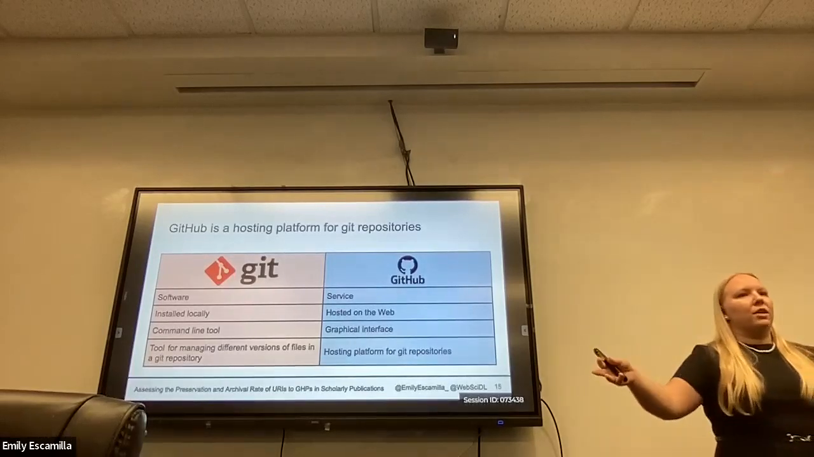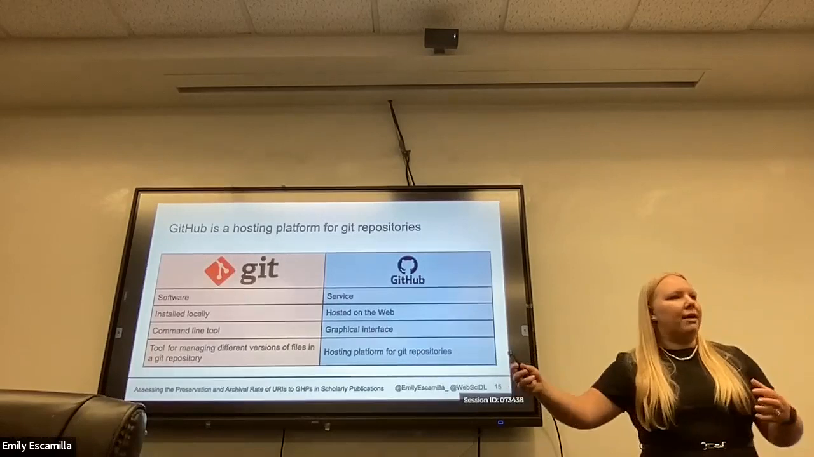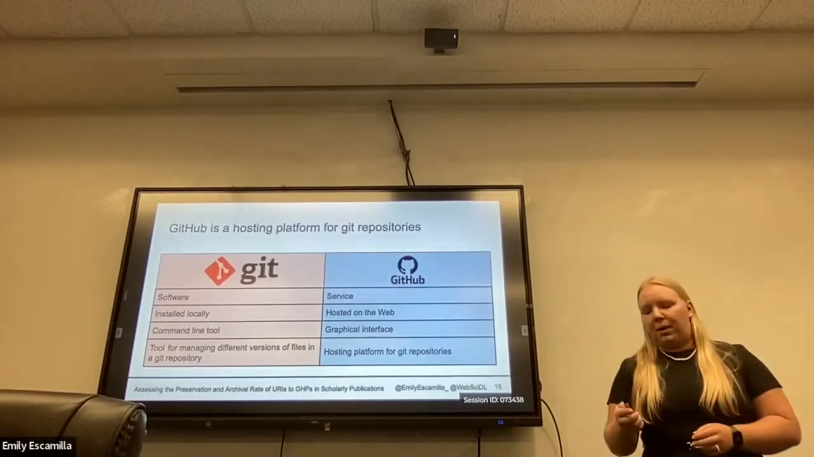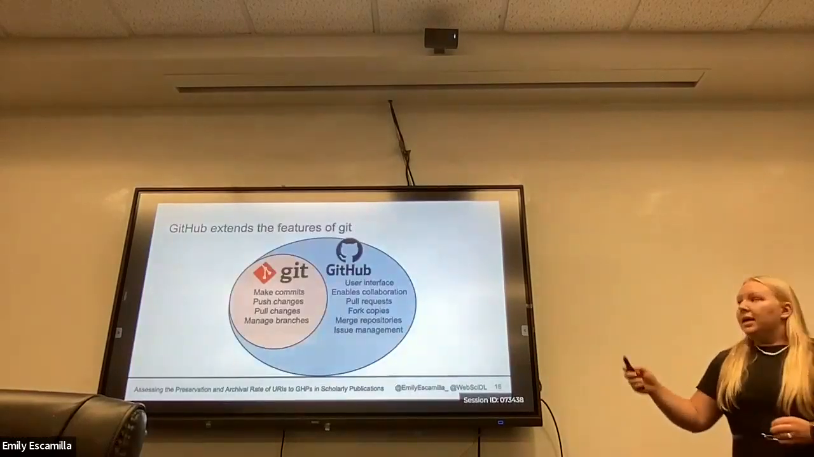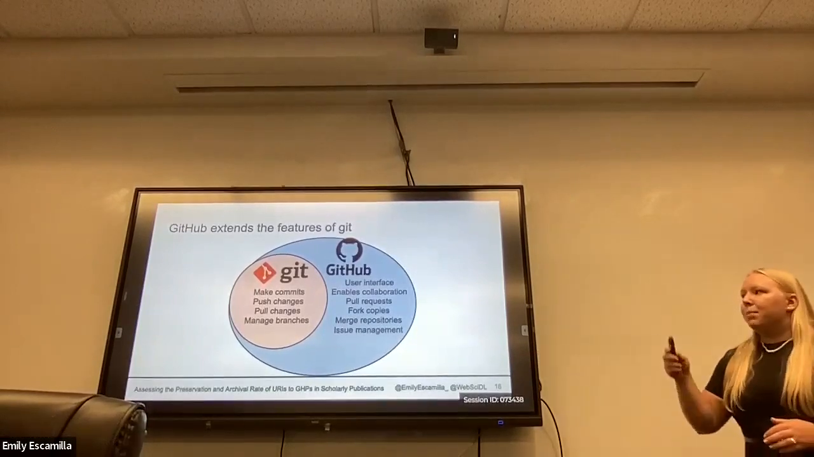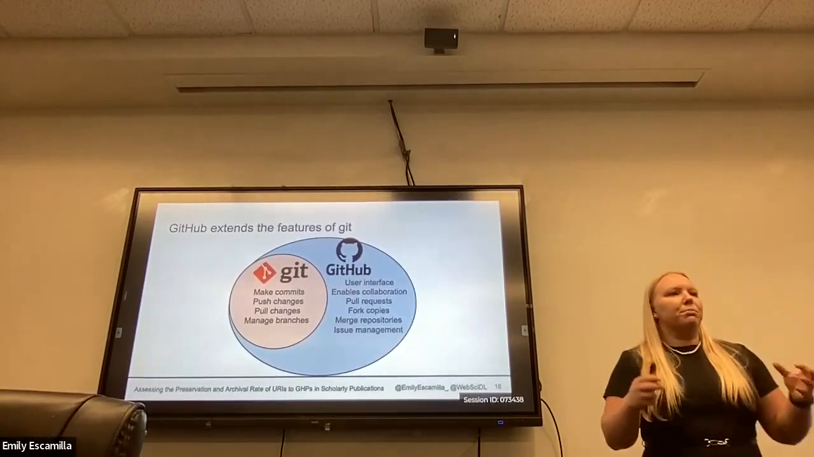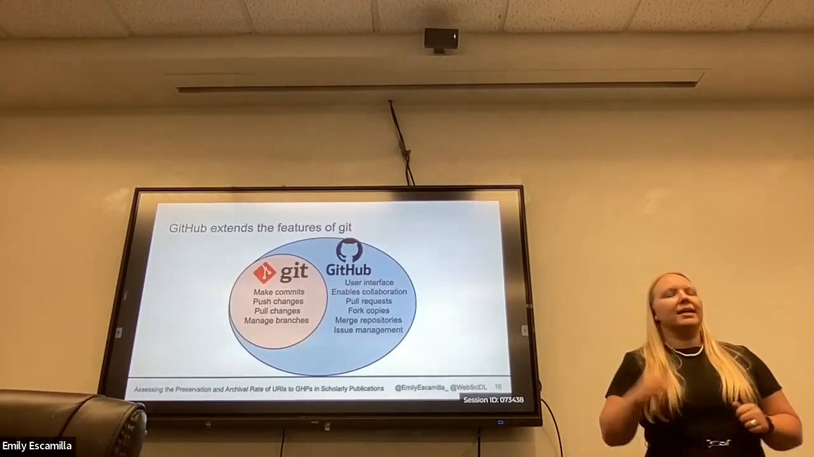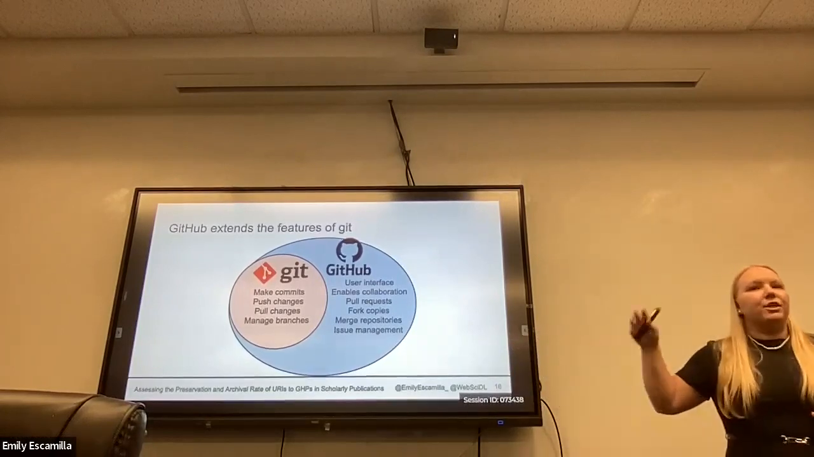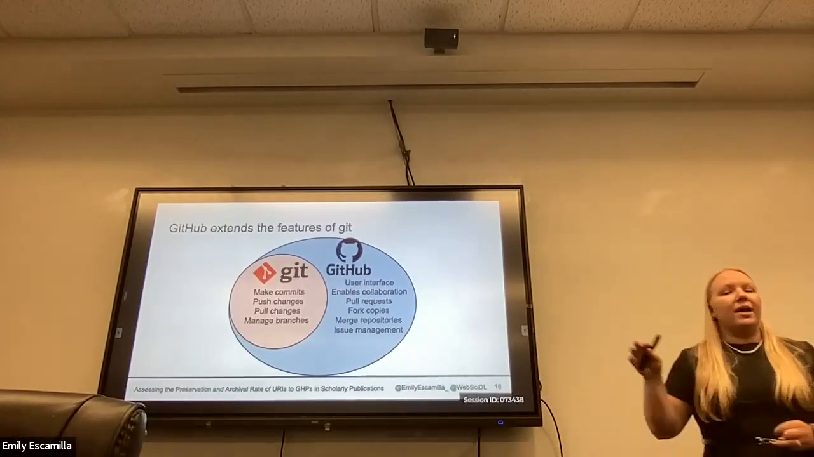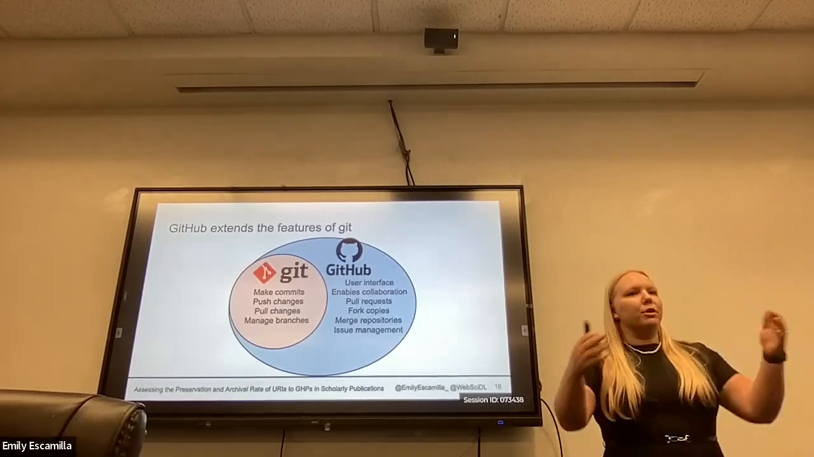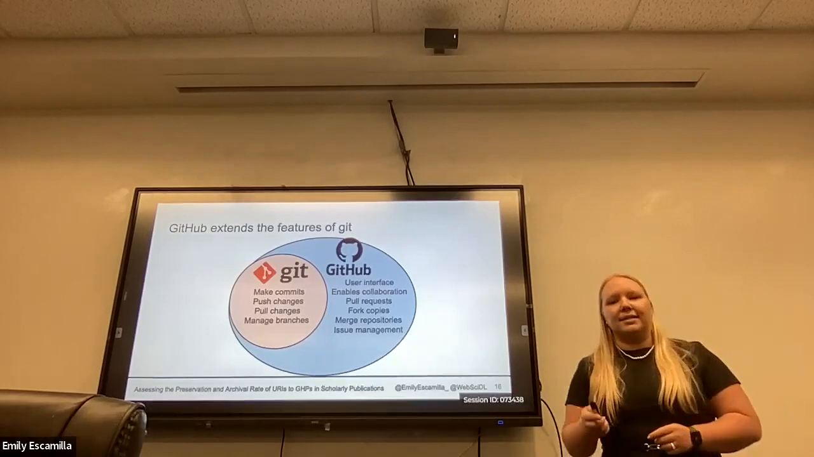GitHub is a service that's hosted on the live web. As a result, it has a graphic interface that you can interact with, and that is just a hosting platform for these Git repositories. As you can see in orange, Git allows for making commits, pushing changes, pulling changes, and managing branches within that repository. GitHub supports all of those features and then some. So as we can see, they have a user interface like we already mentioned. They also enable collaboration with pull requests, forked copies, merging repositories back together, as well as issue management.